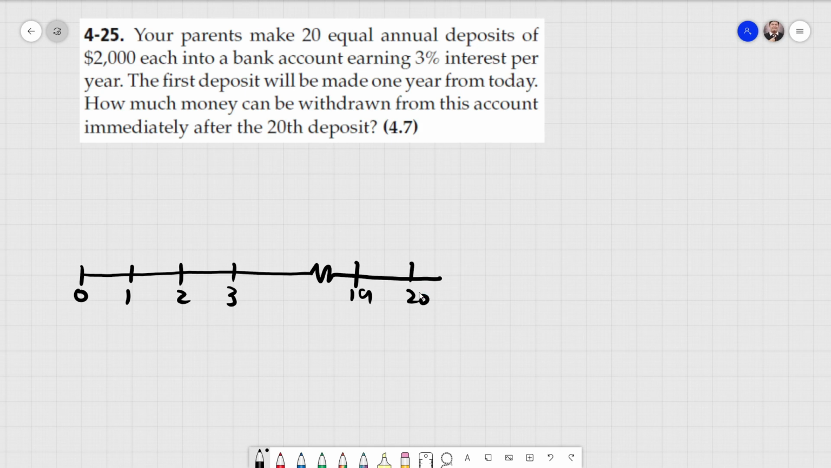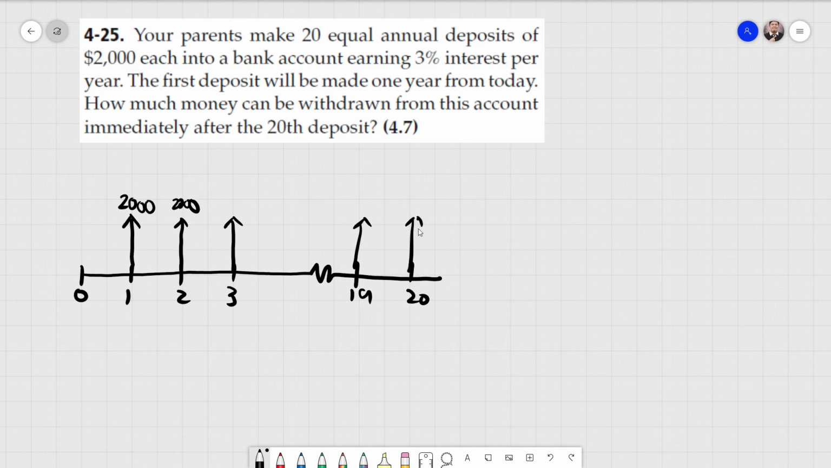So, sabi sa problem is that magkakaroon ng annual deposit yung mga magulang mo sa isang bank account. So, yung mag-uumpisa yung deposit niya 1 year from today. So, today, assume natin that is always year 0, so the present time. And 1 year from today, that is year 1. So, ibig sabihin, $2,000 yung iti-deposit nila sa account. And magde-deposito sila ng $2,000 for 20 years every year.